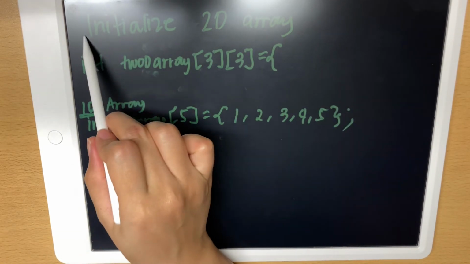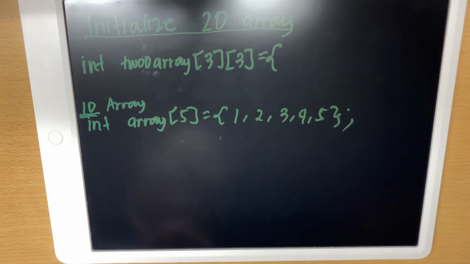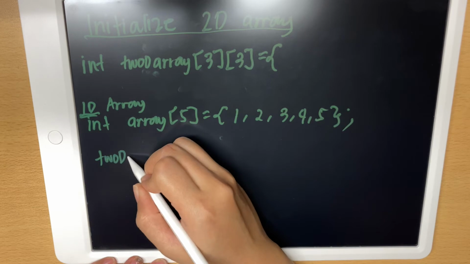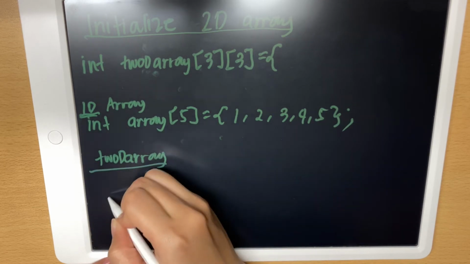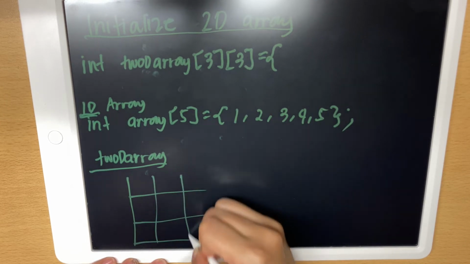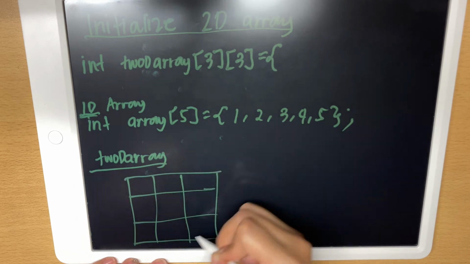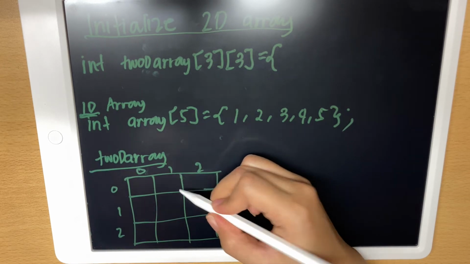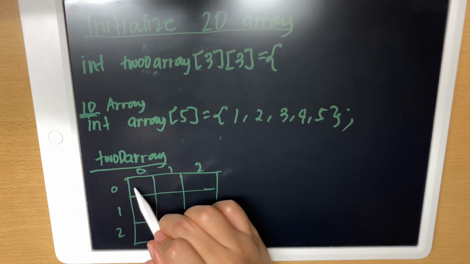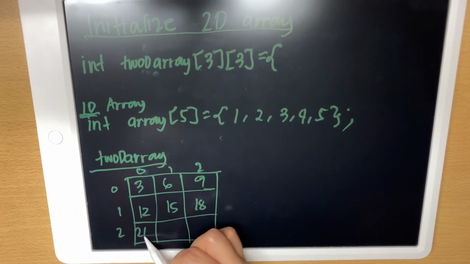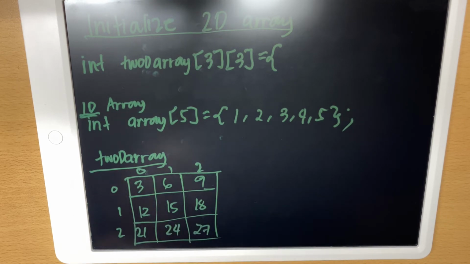Now to initialize a 2D array of size 3 by 3, so you can say that if this is the 2D array, you have 3 rows and you also have 3 columns, right? Take 0, 1, 2. And that you want to put the values 3, 6, 9, 12, 15, 18, 21, 24, and 27. So how do you initialize it?